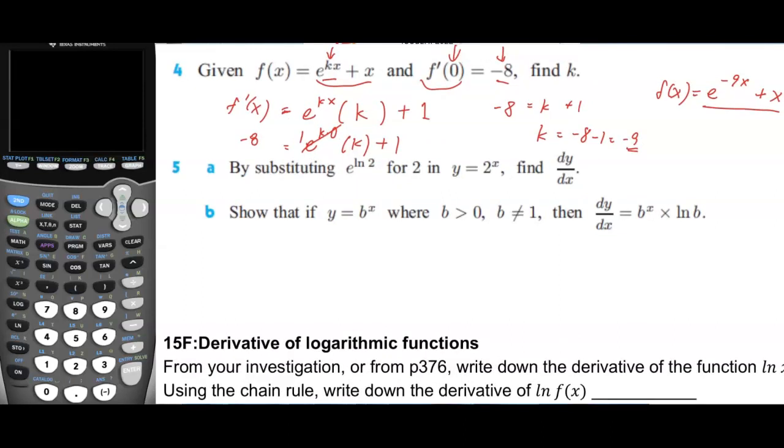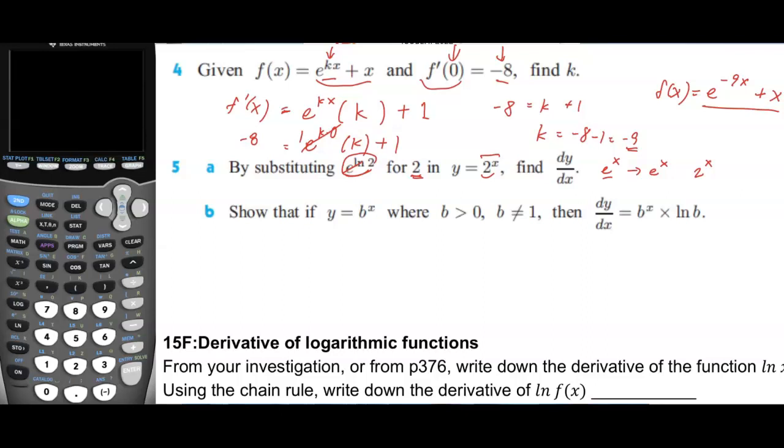5a. By substituting e to the natural log of 2 for 2 in y equals 2 to the x, find dy dx. Okay, so this is looking at a situation where we look at this function and it doesn't look like anything we know to take the derivative of. If it was an exponential function with e as a base, then we know that the derivative of e to the x is e to the x. But if it's 2 to the x, it kind of looks like e to the x, but it's different, right? So what they're saying is, as a workaround, you can substitute e to the natural log of 2 for 2, and that'll help you. Is e to the natural log of 2 the same thing as 2? Yes, because e and natural log cancel each other out, so it's actually equal to 2.